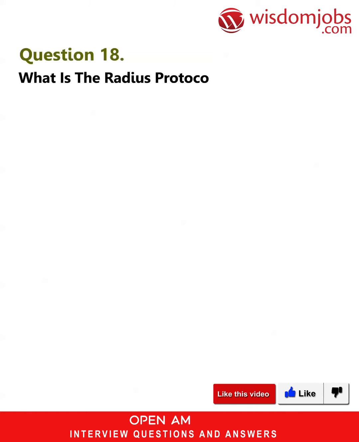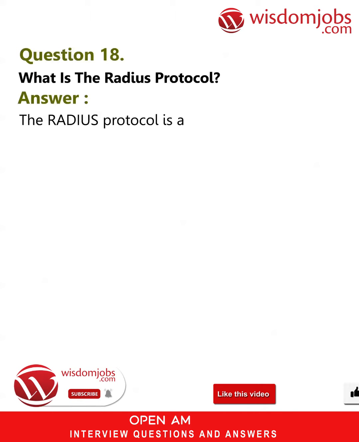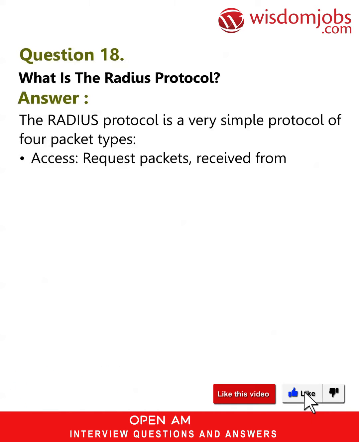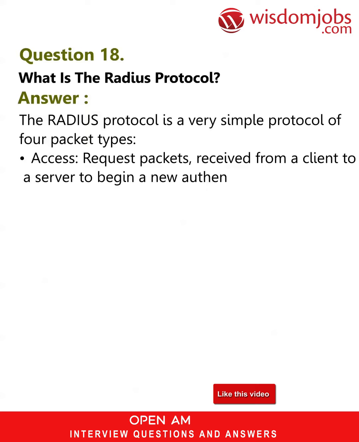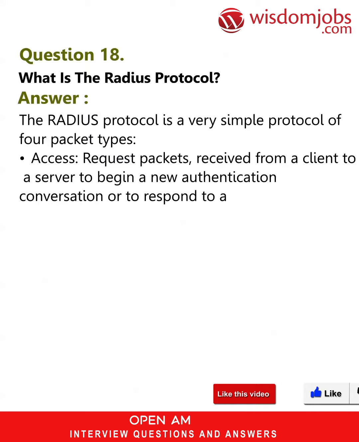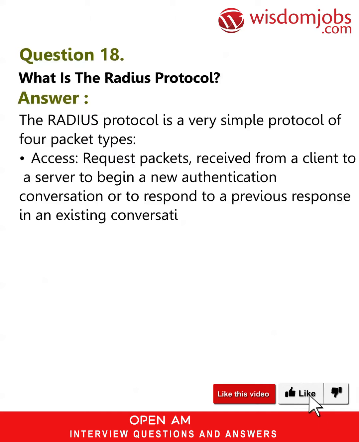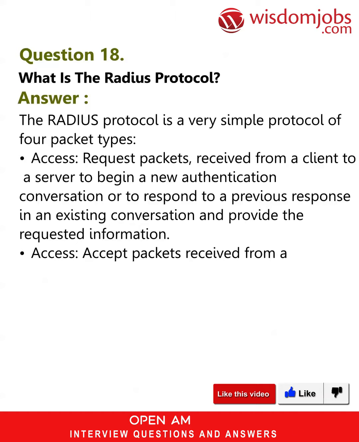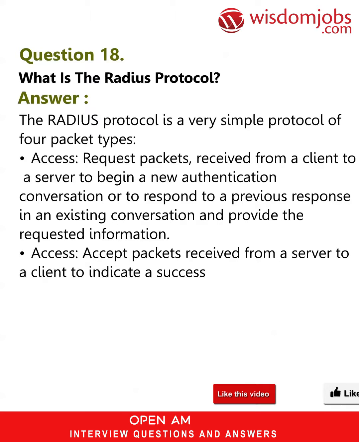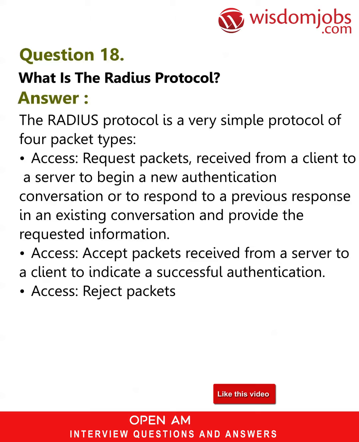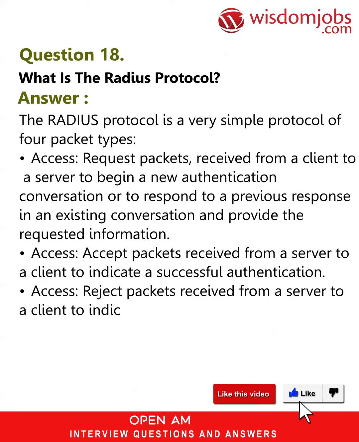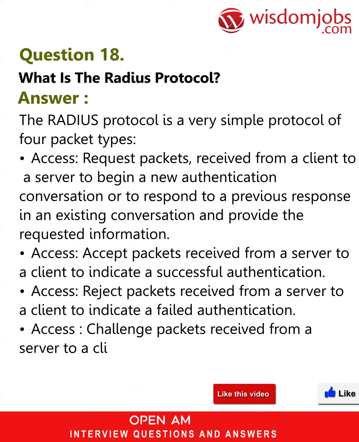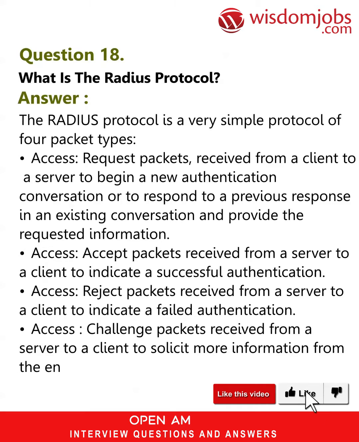Question 18. What is the RADIUS protocol? Answer. The RADIUS protocol is a very simple protocol of 4 packet types. Access-Request packets are sent from a client to a server to begin a new authentication conversation or to respond to a previous response in an existing conversation and provide the requested information. Access-Accept packets are sent from a server to a client to indicate a successful authentication. Access-Reject packets are sent from a server to a client to indicate a failed authentication. Access-Challenge packets are sent from a server to a client to solicit more information from the entity being validated.